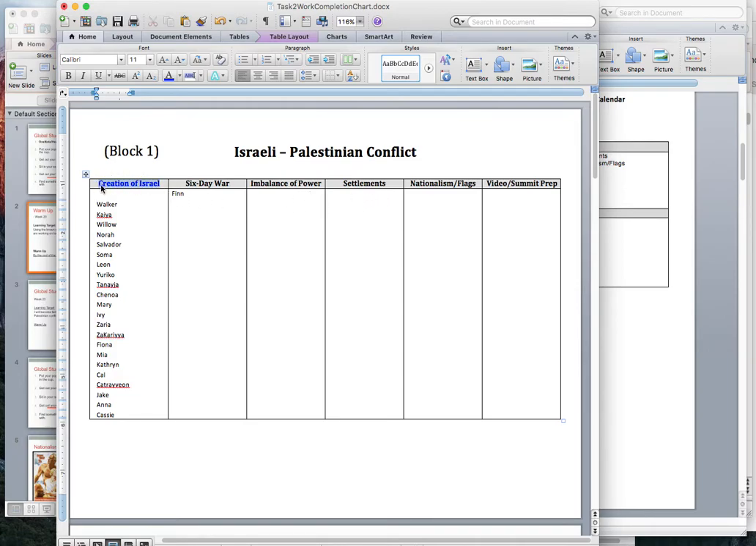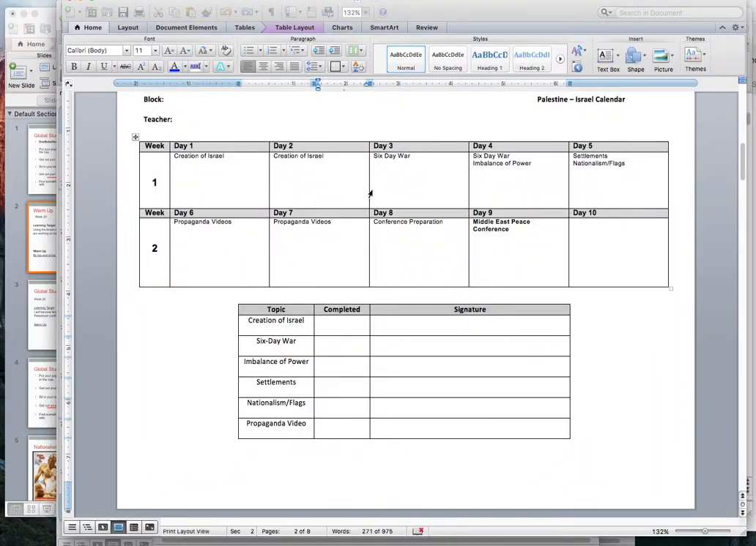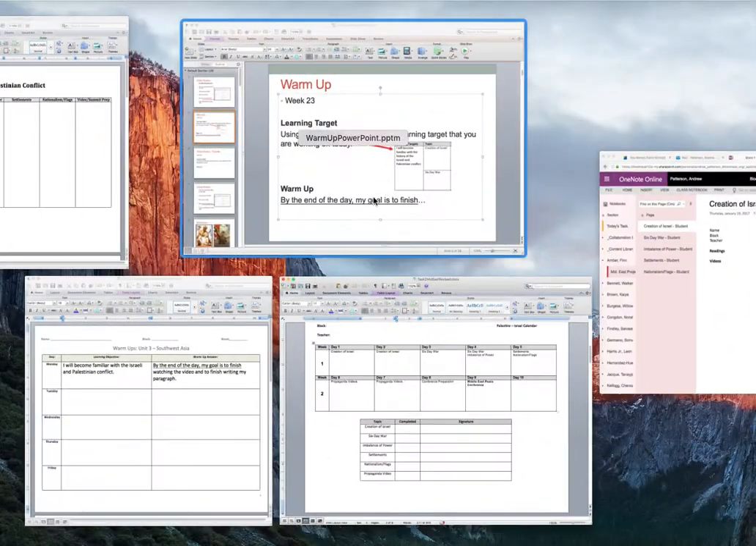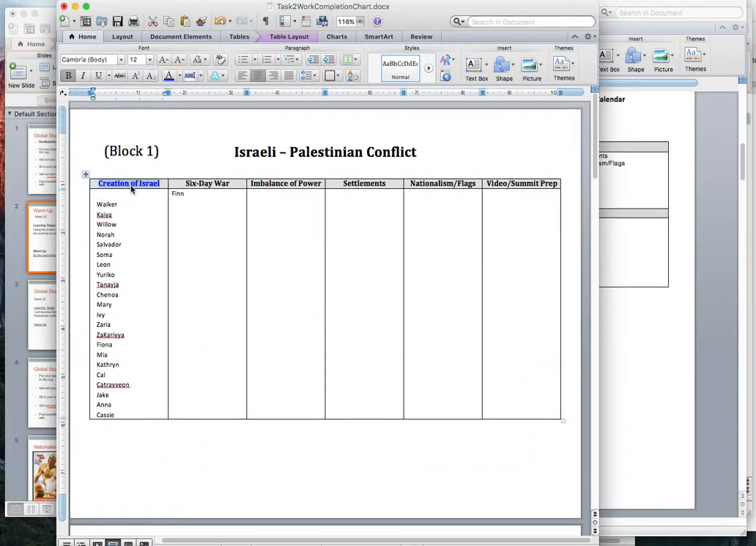If you notice this section right here, which is in blue, the blue section tells you where you need to be. So on day 3, if we go back to our tan piece of paper, we're supposed to be on the 6-day war. So on day 3, I'm going to move the blue from creation of Israel to 6-day war. The whole reason I show you where people are at is for you to understand if you are ahead of where you need to be, at where you need to be, or behind.